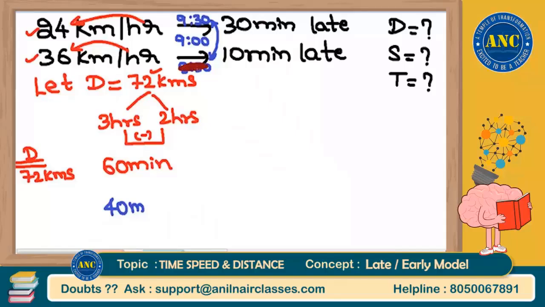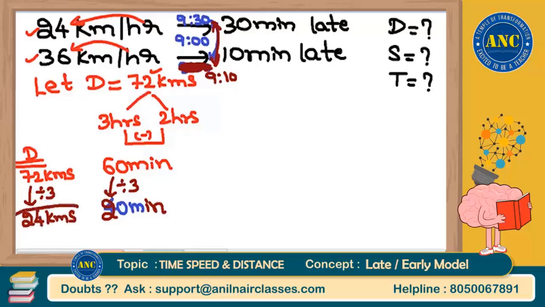I am late by 10 minutes means 10 minutes late is 9:10. 9:30 and 9:10. Difference is how much? 20 minutes, right? Difference is 20 minutes. 60 divided by 3 is 20, Jagdish. 72 also divided by 3. The actual distance that I need to travel every day from my home to office is not 72 kilometers, but only 24 kilometers. I believe that the distance part is clear for every student who is watching this video.